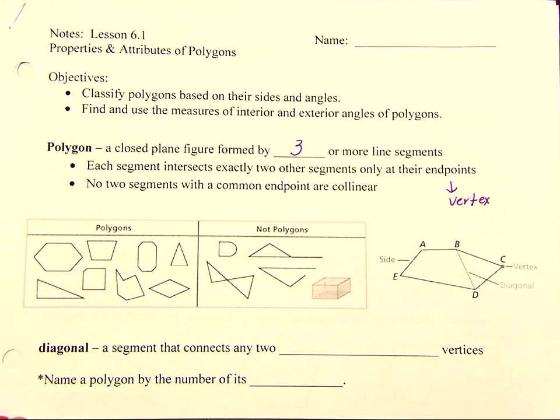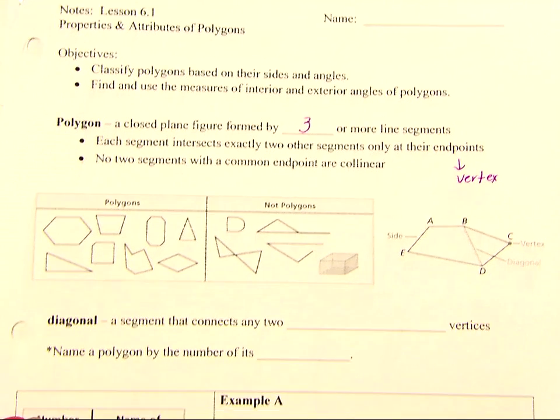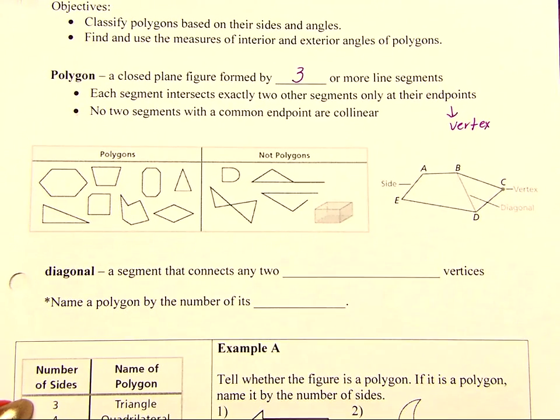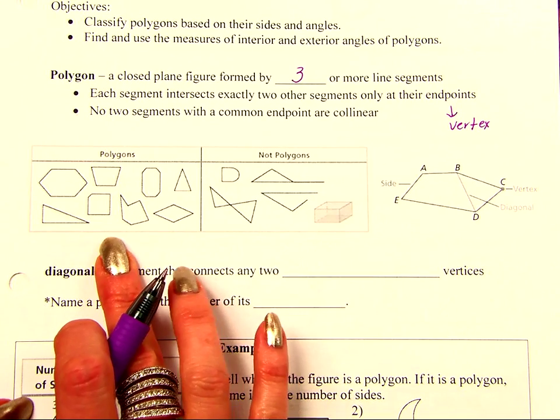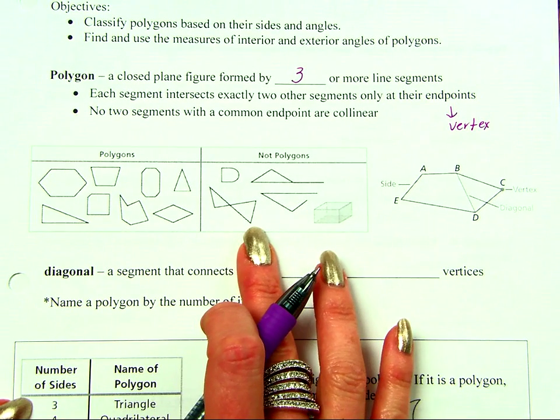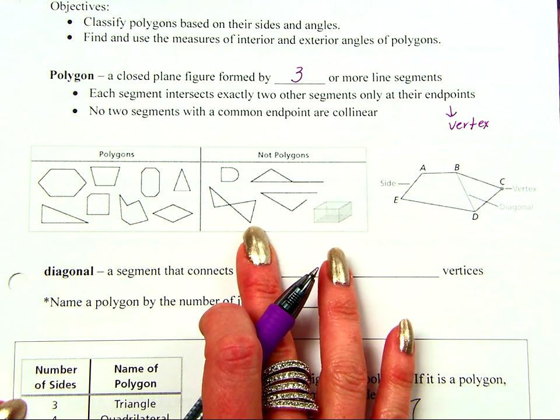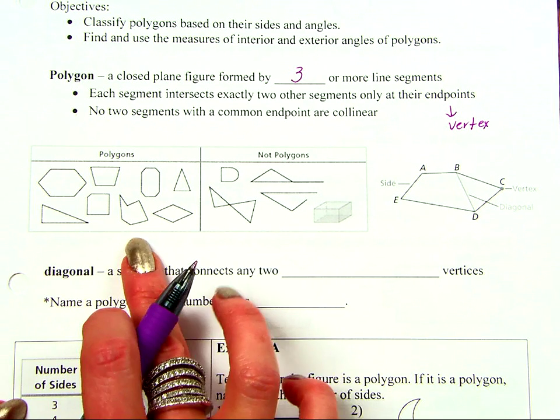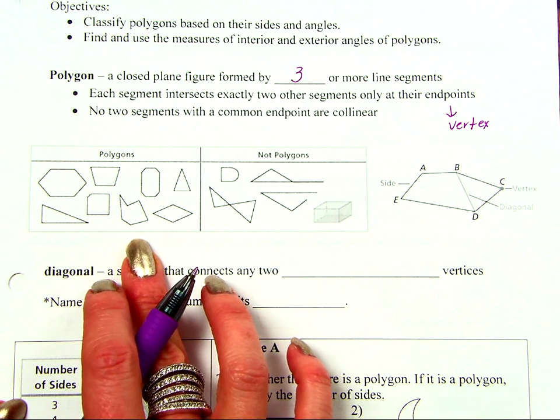No 2 segments with a common endpoint are collinear, so they don't overlap. If you take a look at the chart, I like to compare those shapes that are considered polygons and those that are considered not polygons. You'll notice that a circle is not a polygon because it doesn't have any line segments.